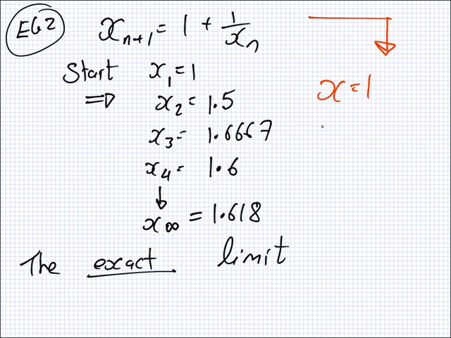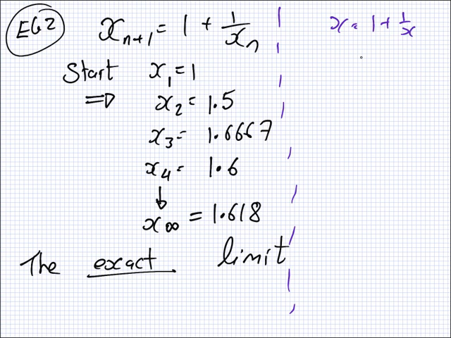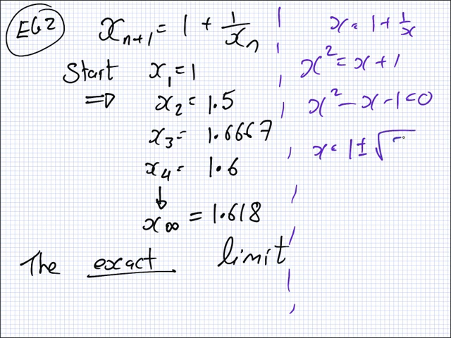Let's solve it. So I'll do it now on the side here for you. X equals 1 plus 1 over x. What should I do to this? Multiply by x. X squared equals x plus 1. X squared minus x minus 1 equals 0. X equals minus b plus or minus square root b squared minus 4ac all over 2a. Ah, there's a problem. We have two answers. But clearly one of the answers is wrong and one is right. Yes, the minus is wrong, because all the numbers here are positive.